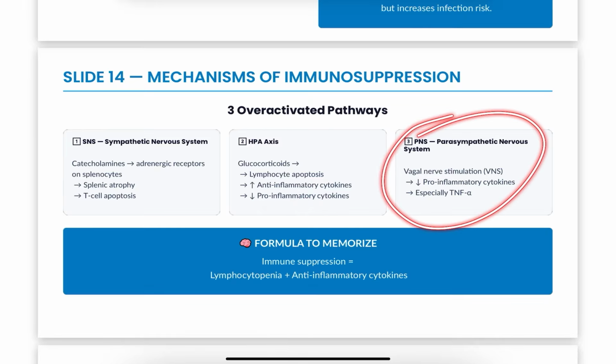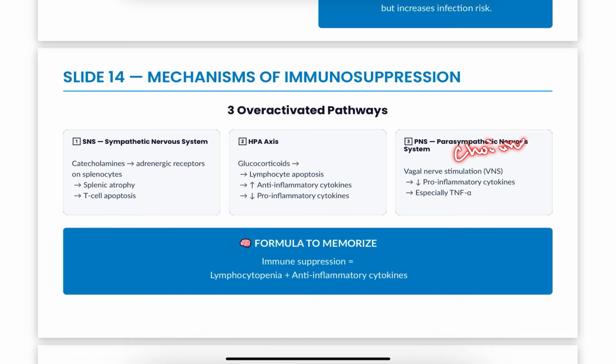And the third one is the parasympathetic nervous system, the PNS. This is a cholinergic pathway, okay? It's particularly using the vagus nerve, which prevents excessive immune activation. So it will suppress the pro-inflammatory cytokines, including the TNF alpha.